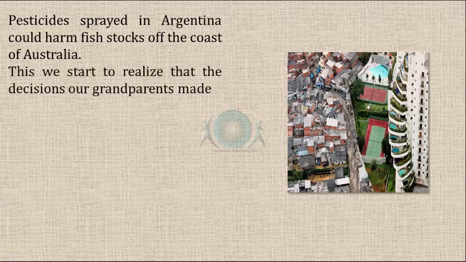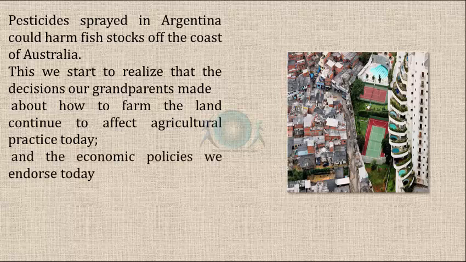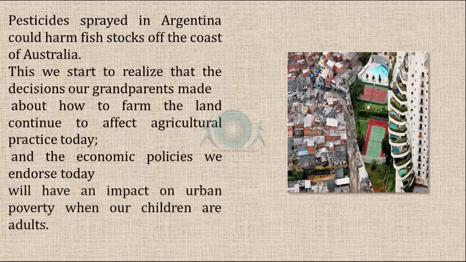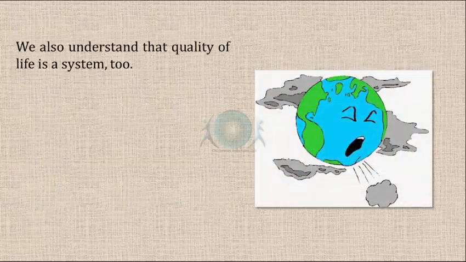In this context, we should start to realize that the decisions our grandparents made as to how to farm the land will affect agricultural practice today. Similarly, the economic policies we endorse today will have an impact on urban poverty when our children are adults. We also understand that quality of life is a system too.